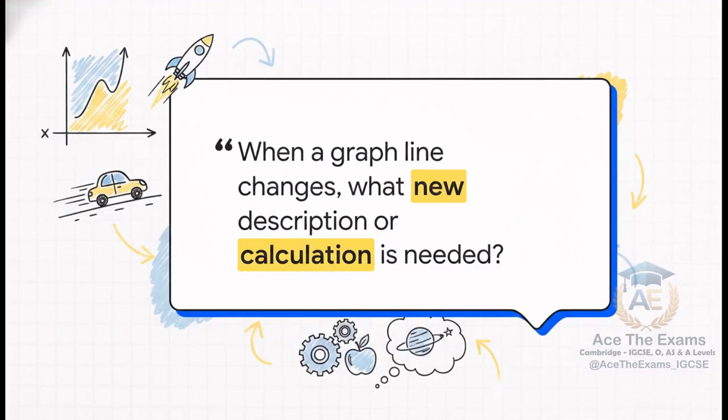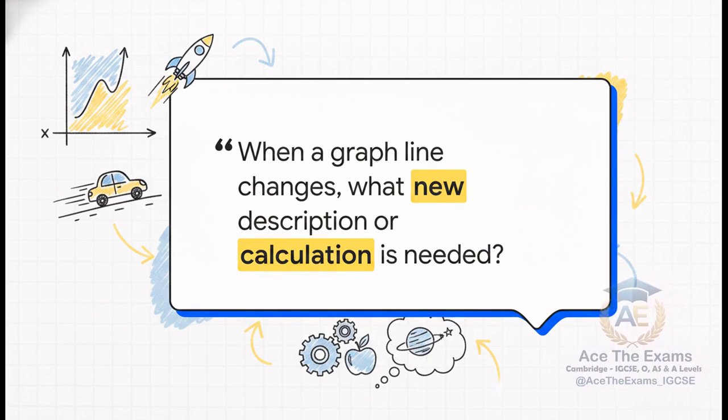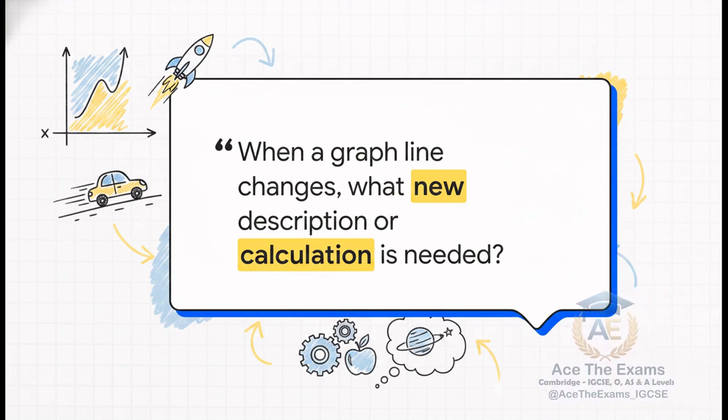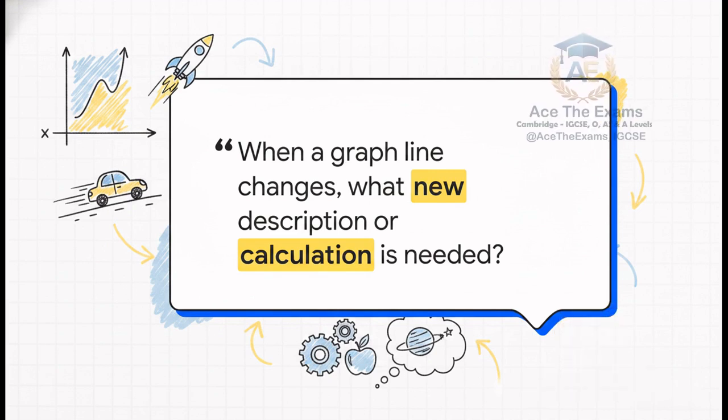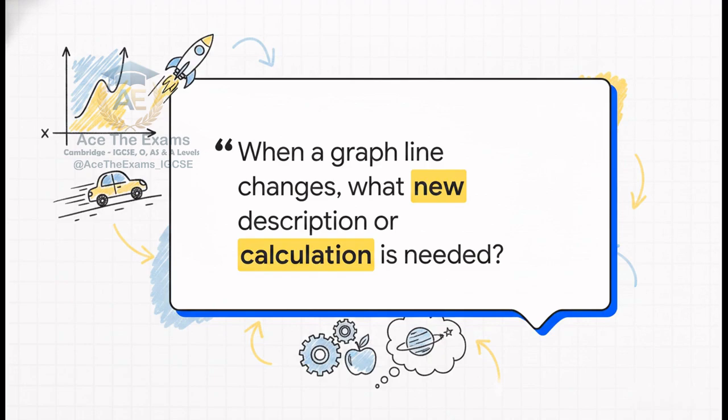And honestly, that comparison brings us perfectly to the ultimate tip, pulled straight from an examiner's mindset. When a graph line changes, what new description or calculation is needed? This depends on the physical context. Never, ever just describe the math. Don't just sit there and write, the line goes up, or the gradient curves. You have to explain why the line goes up in the real world. Tie the ink on the page back to the actual physics happening in reality.